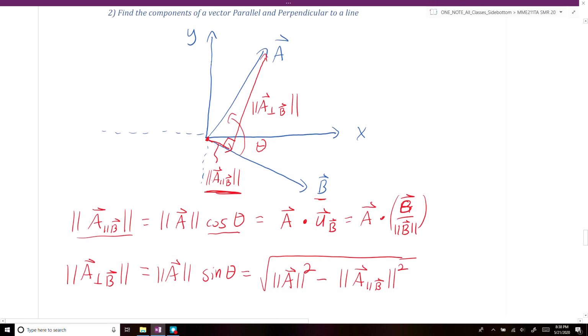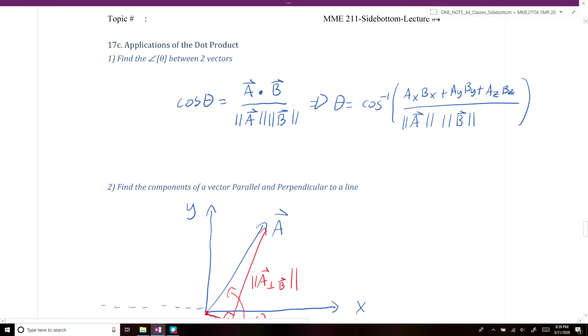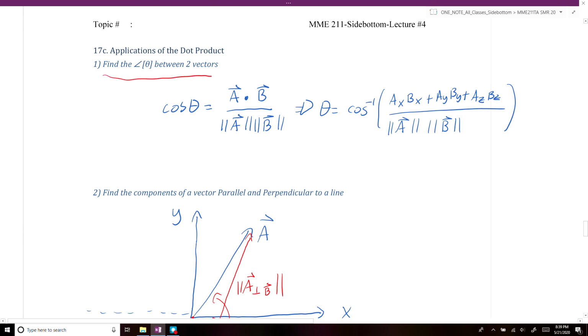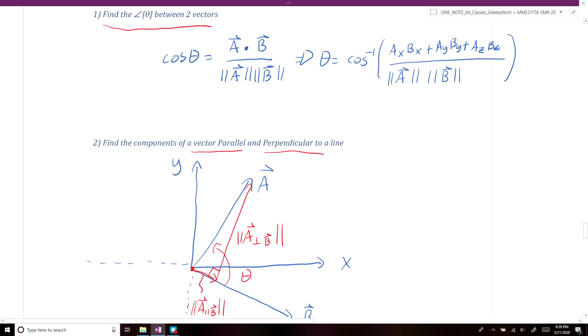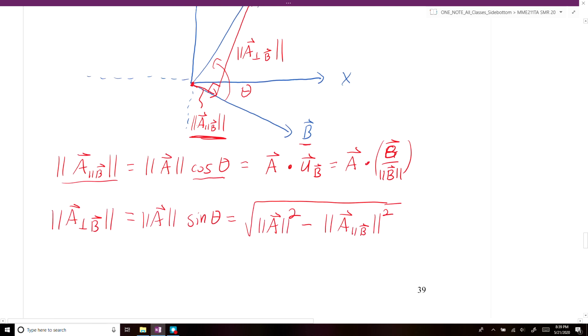Just to recap, the two applications of the dot product: the first is to find the angle between any two vectors, A and B. The second is to find the projection of a vector that is parallel or perpendicular to another given vector. In this case we solved for the projection of vector A onto vector B, but we could just as easily have figured out the projection of vector B onto vector A. That concludes this video.